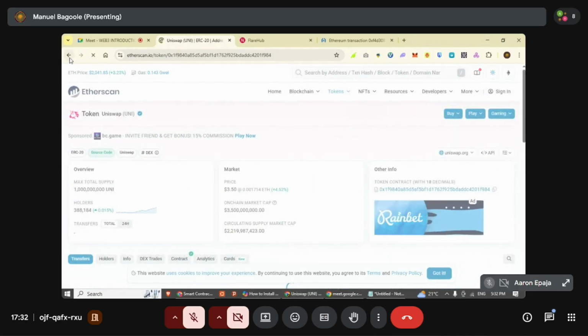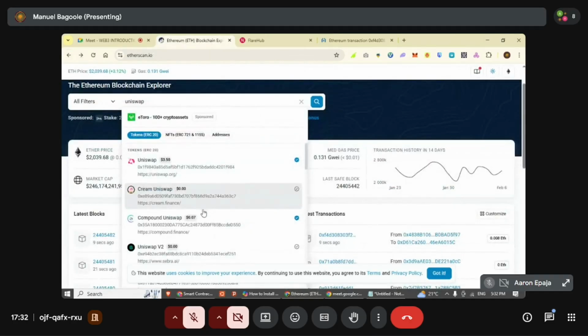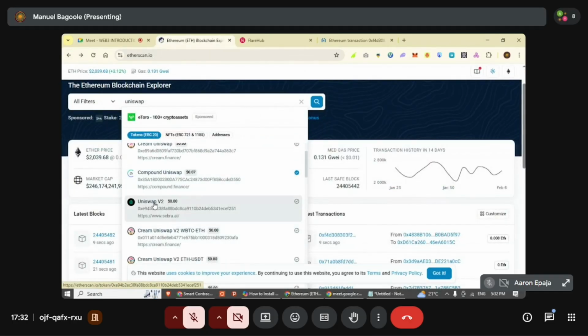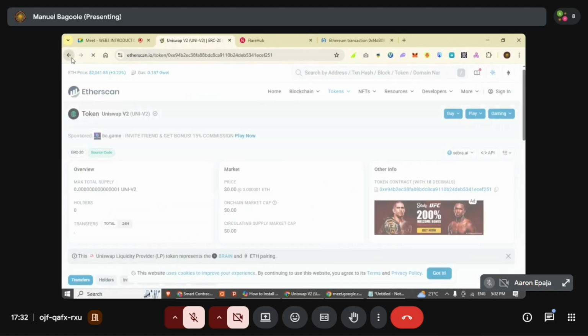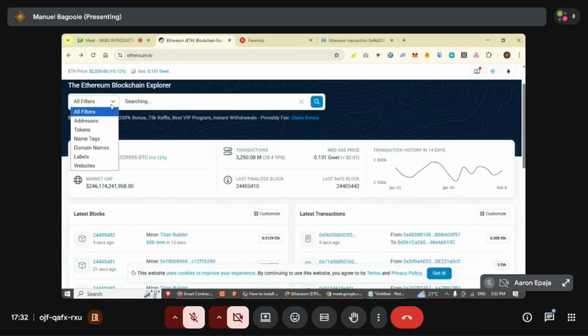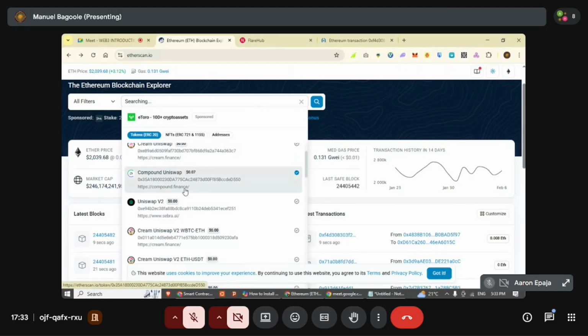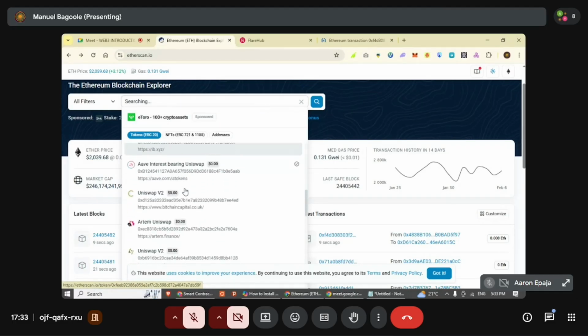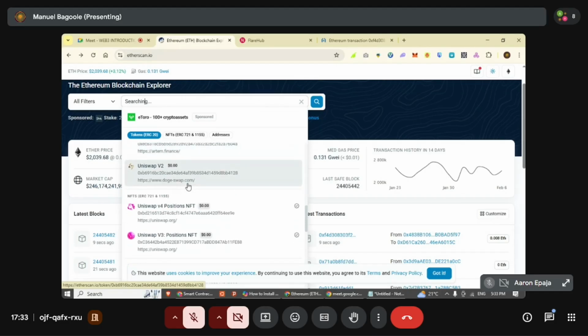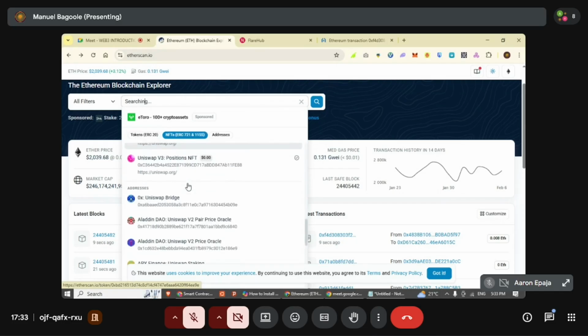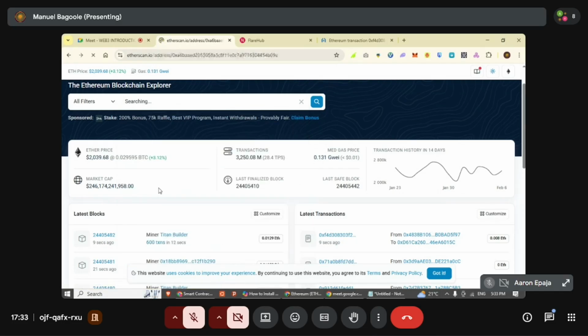What is my token? Uniswap V2. Let me take a look at this. It's a token. Let me filter. Okay, I'm looking for a protocol that I can actually check out, whose code I can actually see. Okay, so good.